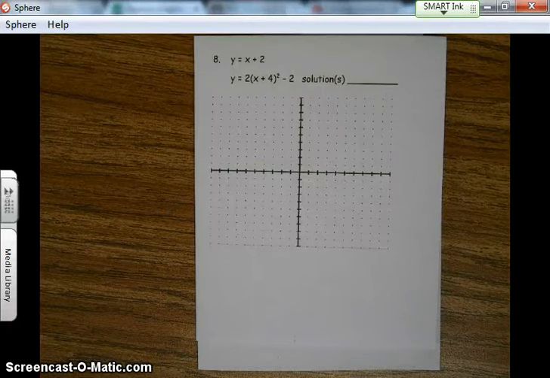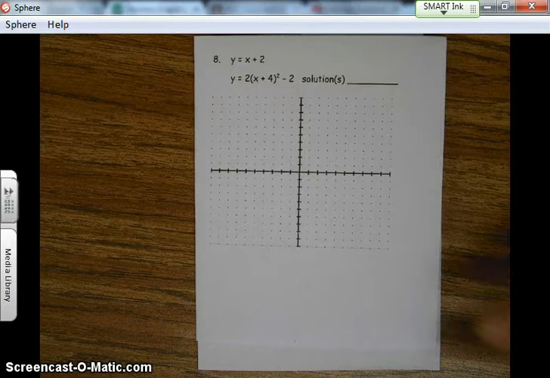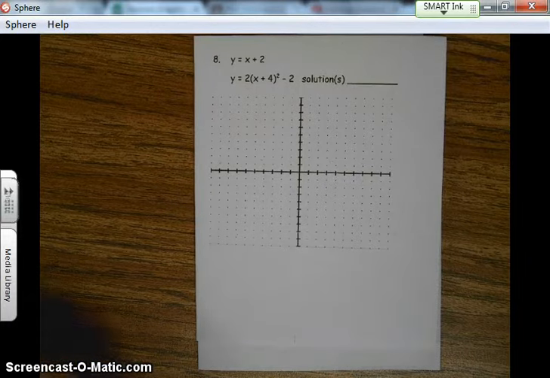Okay, we're looking at solving systems of equations. In the past, we've looked at lines. Where do the lines intersect? Now we're going to go ahead and look at some different types of functions.